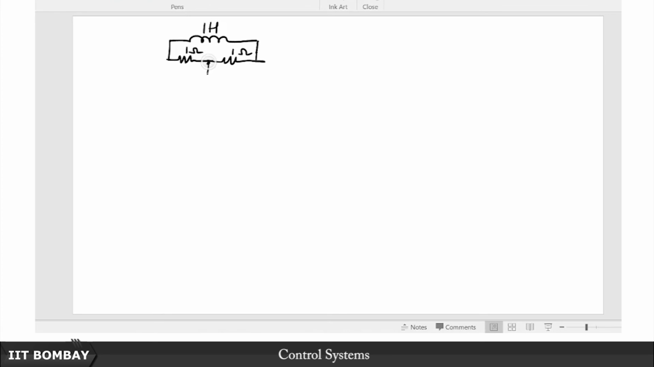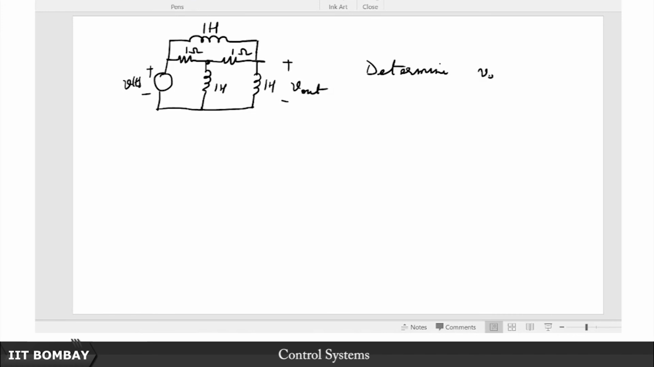Okay, good. So here we have another 1 Henry inductor, and here we have a voltage source given by V of t, right, and here we have another inductor. This is fun. Now what do you do? Now suppose the variable that you have to find out is this, the V out. So determine V out, okay, as a function of time, of course. How do you go about this?